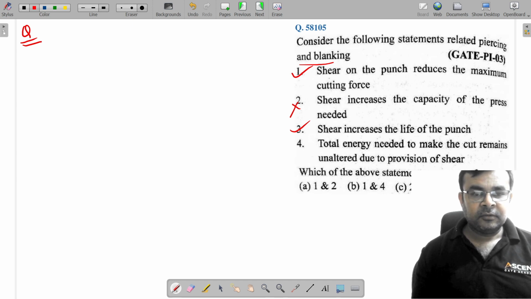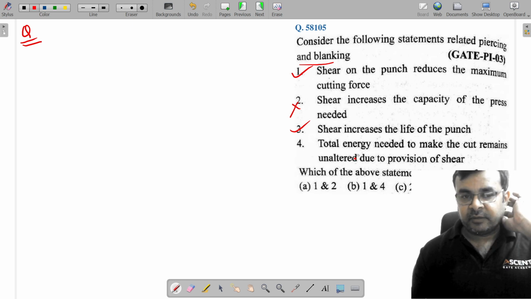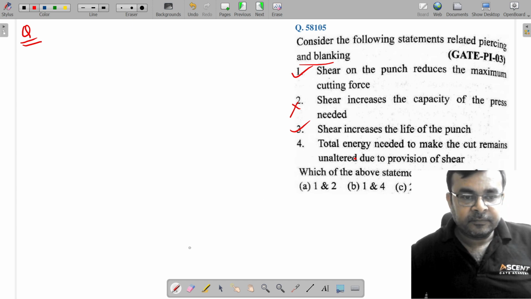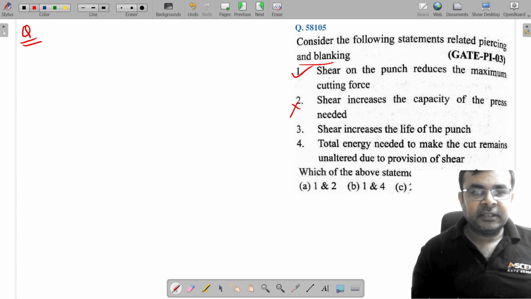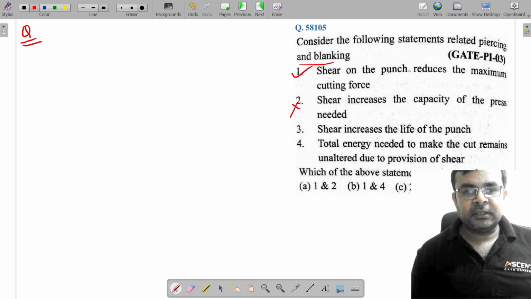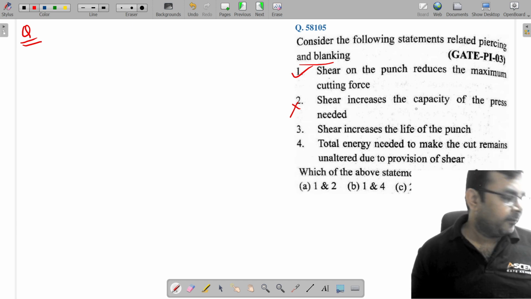Correct? So here shear on the punch reduces the maximum cutting force required. Option 1 is right. Shear increases the life of the punch, we don't have any such proof. But yes, we can say the shear on the punch reduces the maximum cutting force. So 1 is the right. Shear increases the capacity of the press needed.